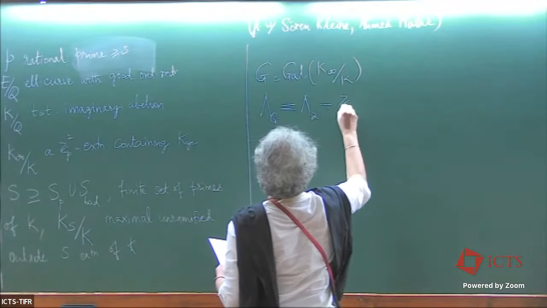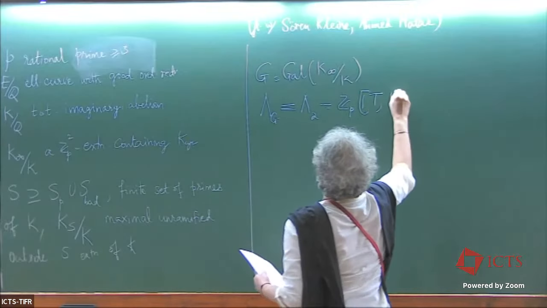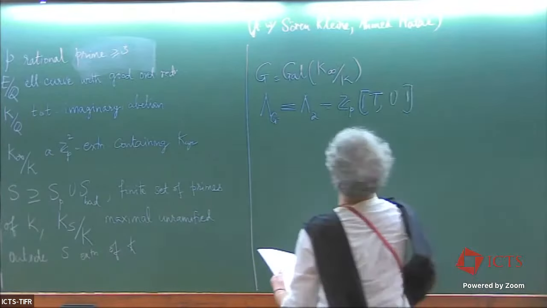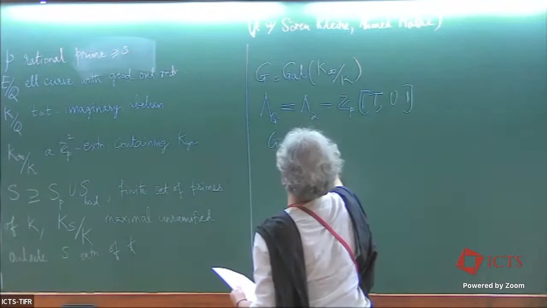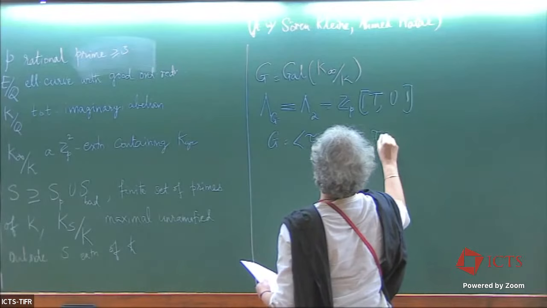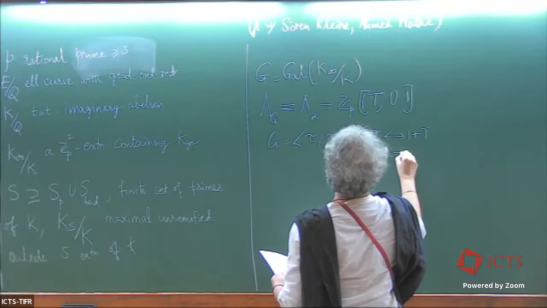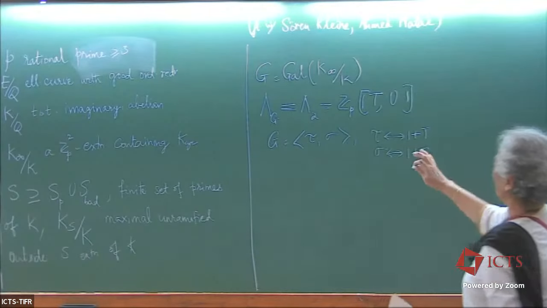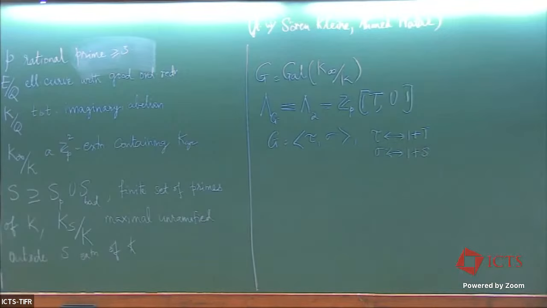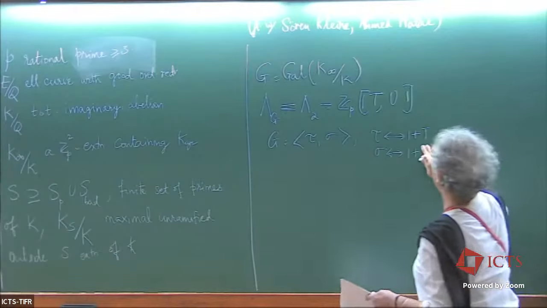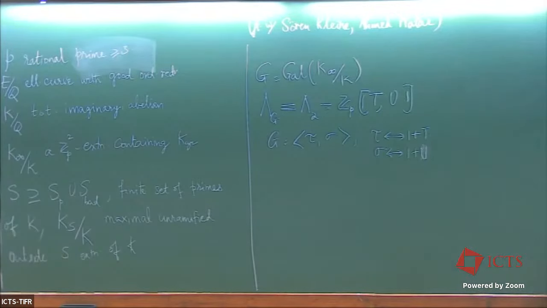So then, of course, this is isomorphic to Z_p^2. I'll choose a pair of topological generators, so G is topologically generated by, say, tau and sigma, and then tau will correspond to 1 plus T, and sigma will correspond to 1 plus S. So these are the identifications. I don't think I'll need them here, but when we have to do the proofs, then we need these identifications when we specialize. But I'm not going to be talking so much about proofs.